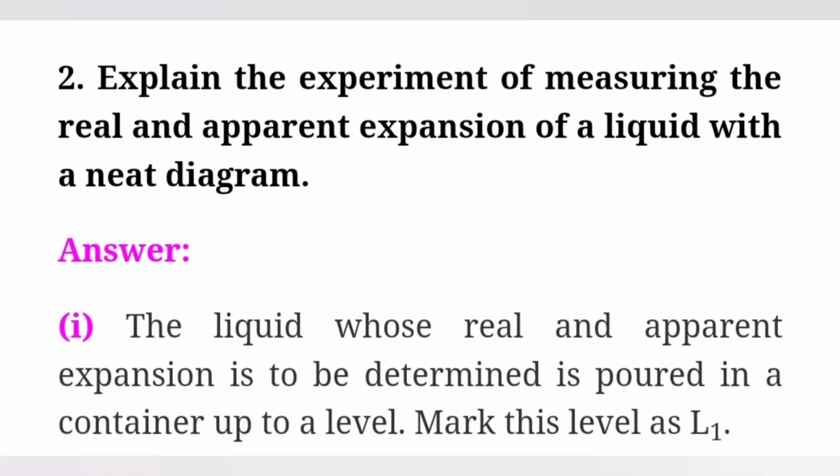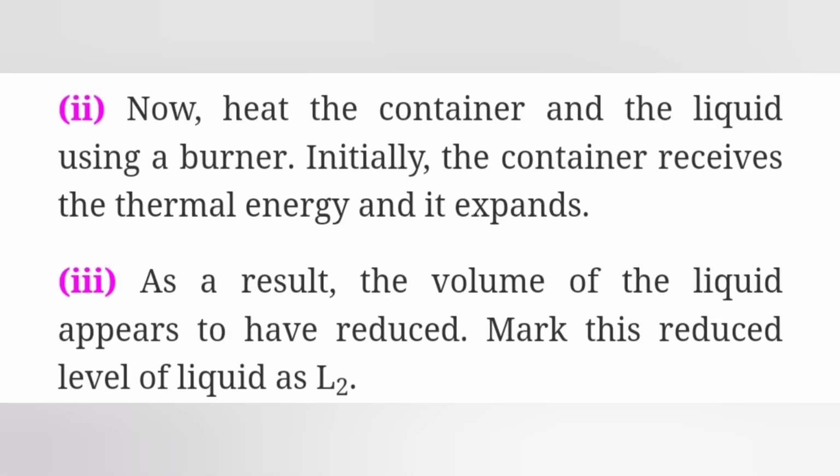Second question, explain the experiment of measuring the real and apparent expansion of a liquid with a diagram. First point, the liquid whose real and apparent expansion is to be determined is poured in a container up to a level. Mark this level as L1. Second point, now heat the container and the liquid using the burner. Initially, the container receives the thermal energy and it expands. Third point, as a result, the volume of the liquid appears to have reduced. Mark this reduced level of the liquid as L2.